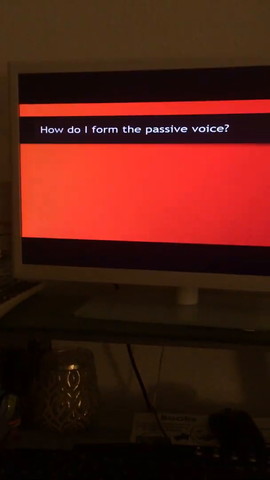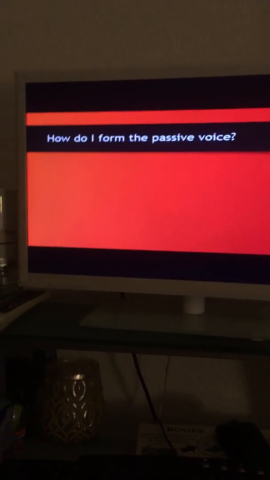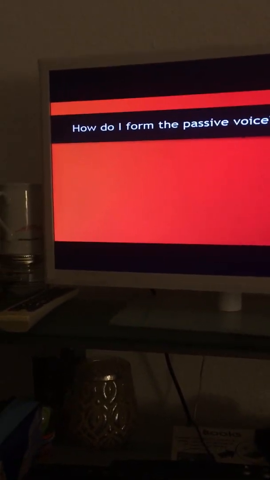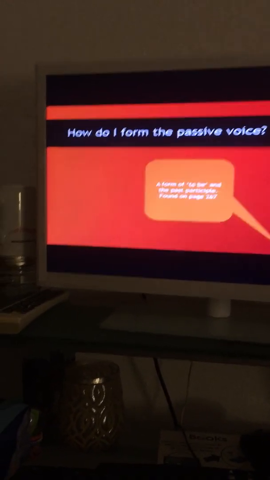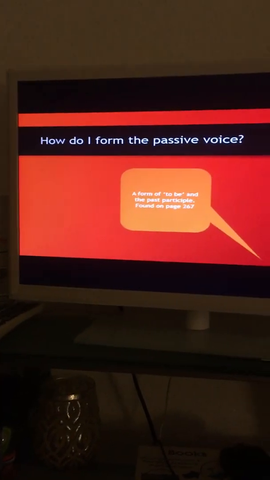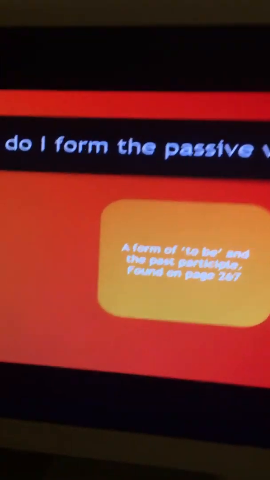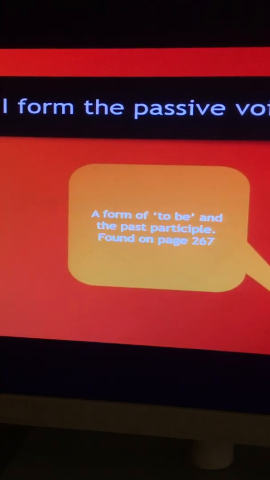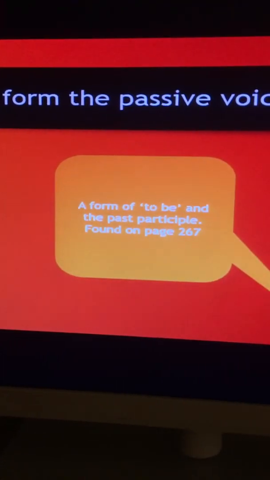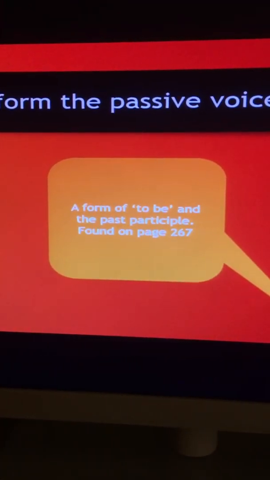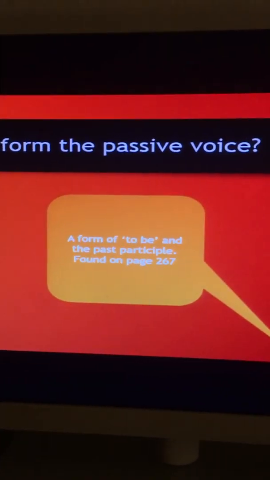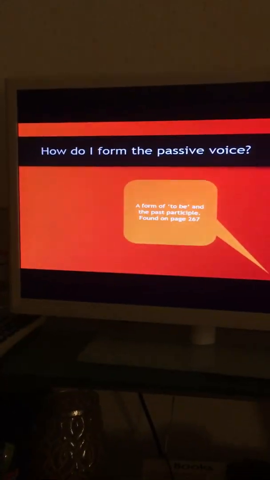Let's look at this one. How do I form the passive voice again? Let's see whether you remember. How do you form the passive voice? Aha, a form of to be and the past participle found on page 267. Oh, I wasn't that wrong. Well done, me. Okay, let's look. Now you would be doing a listening, but we are not in the classroom, so I leave this out.